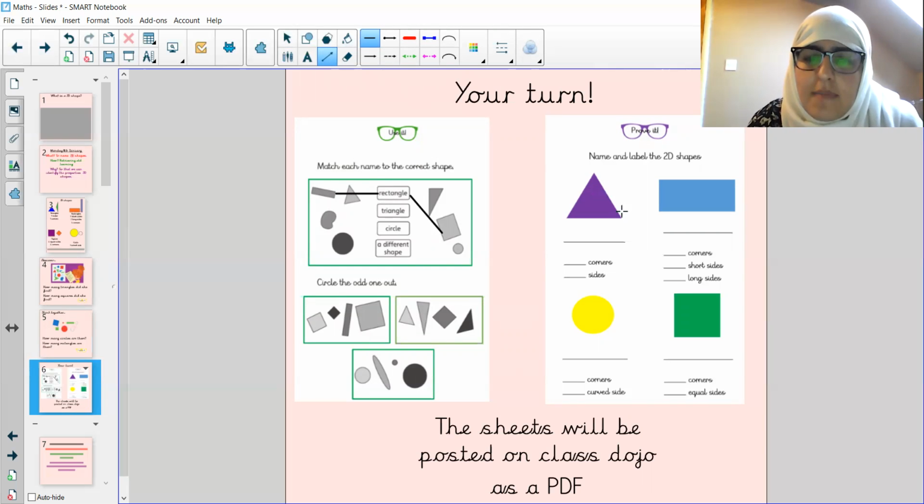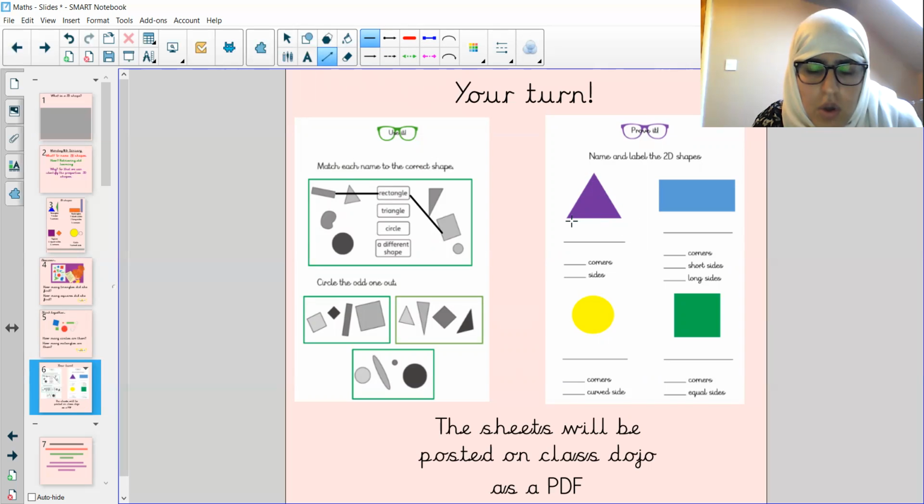On the next sheet here, okay, this is where mummies and daddies, please, if you don't mind having a little help, can you draw, and if you can print the sheets even better, can you name and label the 2D shapes? I'm just looking at this shape here. Okay, you can use this screen to help you as well. Now, how many sides does this shape have? I'm just counting it.